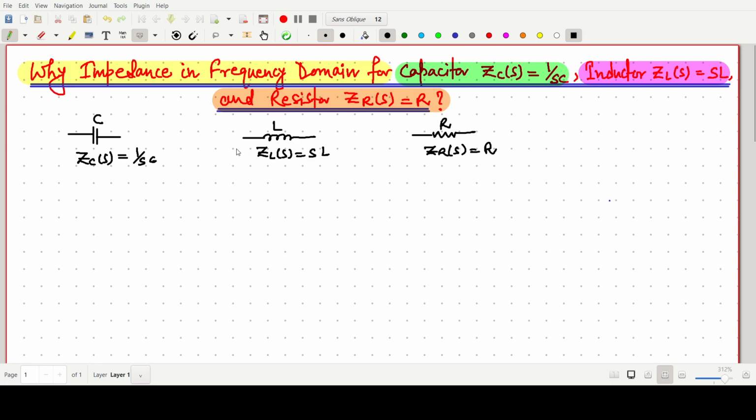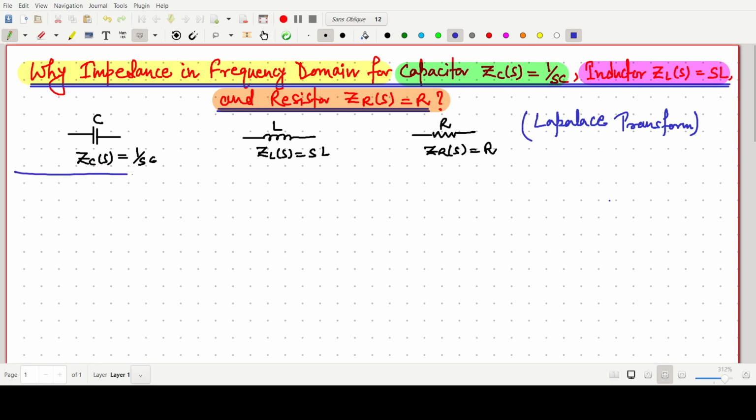The major reason behind this concept, the frequency domain impedance function for the capacitor, inductor, and resistor being 1 by SC, SL, R, is mainly due to the Laplace transform. If we say in terms of a single word, what is the reason behind it? We can say Laplace transform. That part we will cover in this video.